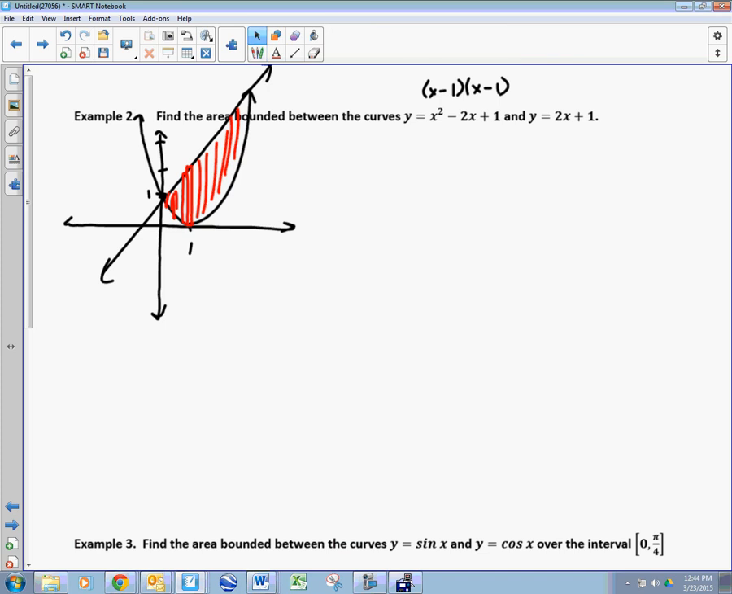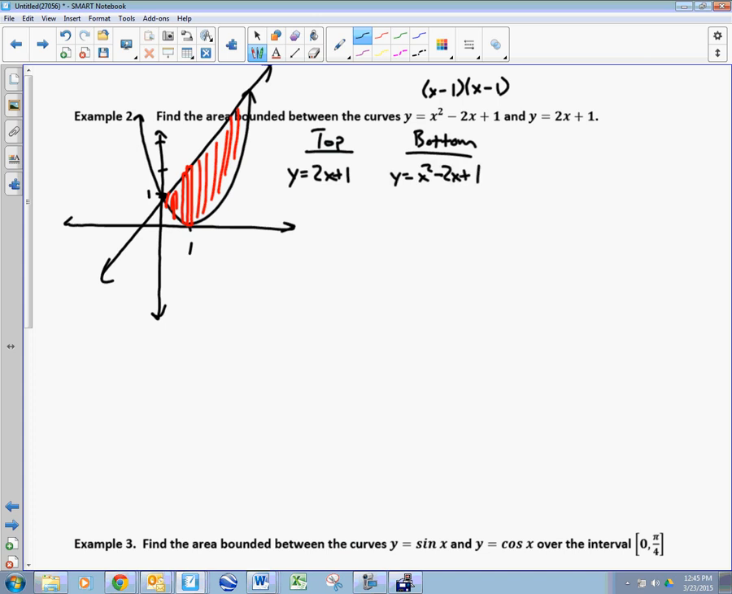So, what is my top function? Y equals 2x plus 1. And the bottom would be y equals x squared minus 2x plus 1. So we have our top and our bottom. We should find our bounds. So we will have one bound right there and another bound right at 0 is plain to see.